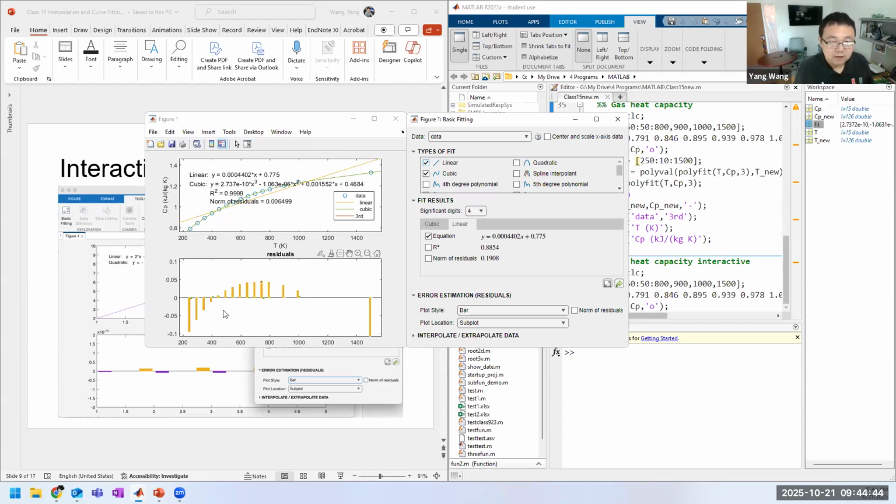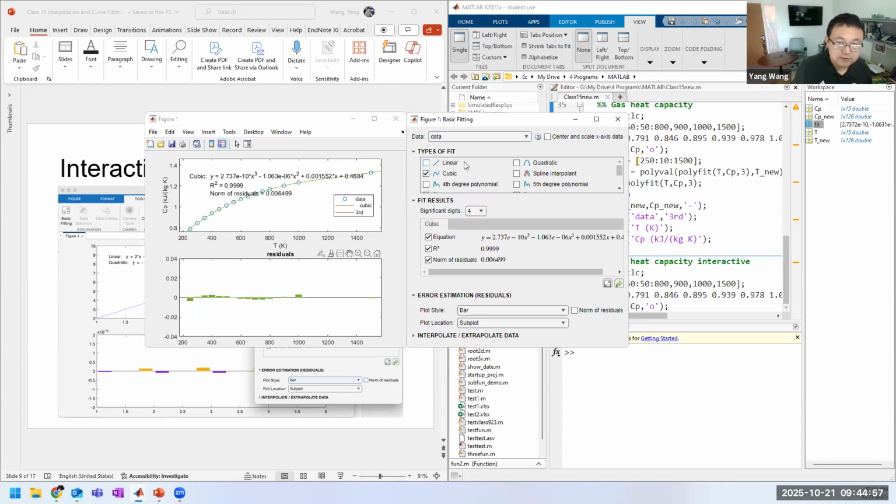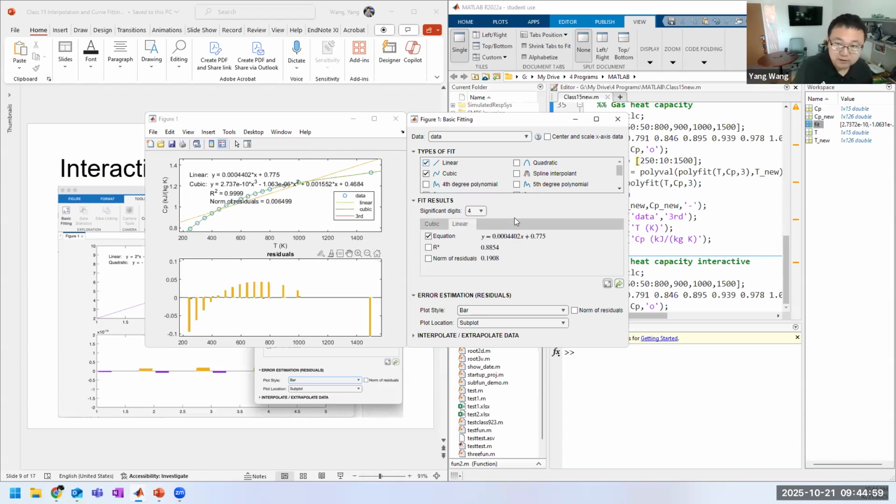So there's a more direct way to visually show the residual or the error between your curve fitting and the data points. But if you see the third order polynomial, the error is much smaller compared to, let's say, the linear fit, which is the yellow color, and the cubic fit, which is in green color.